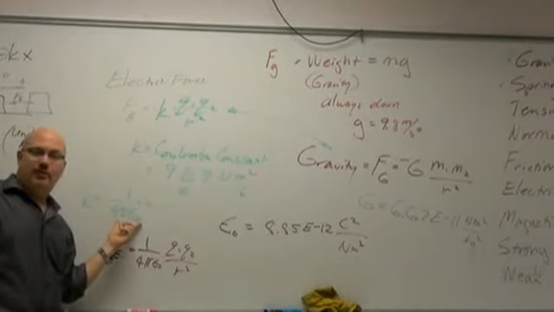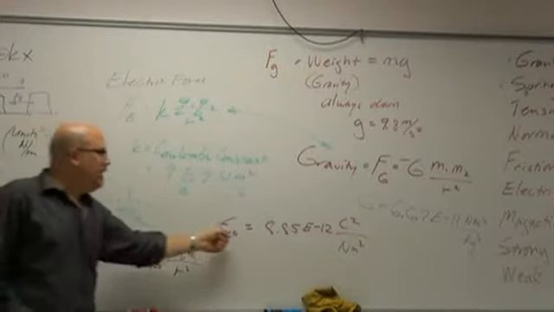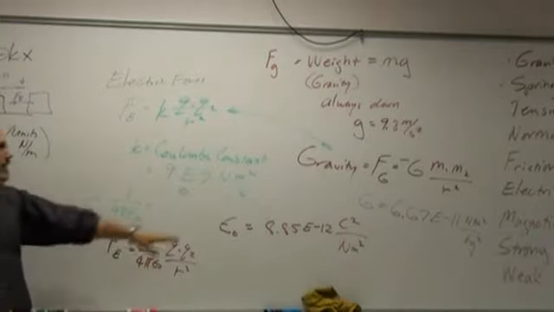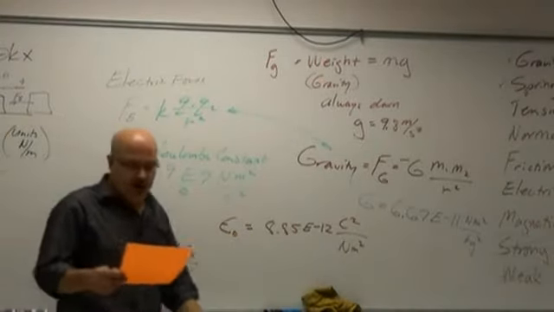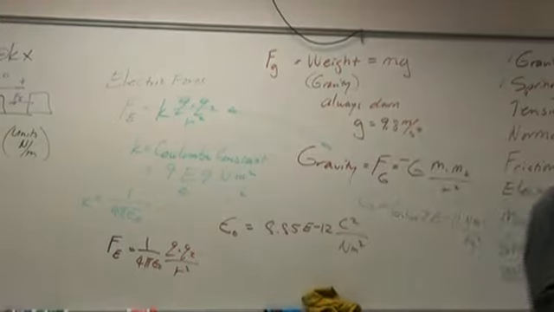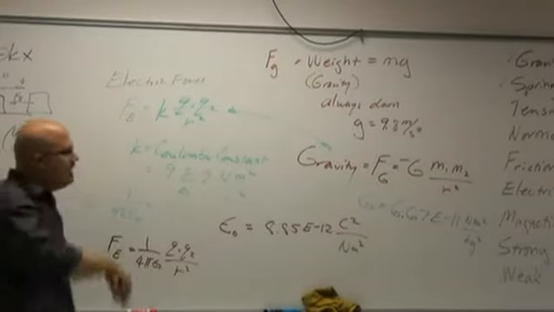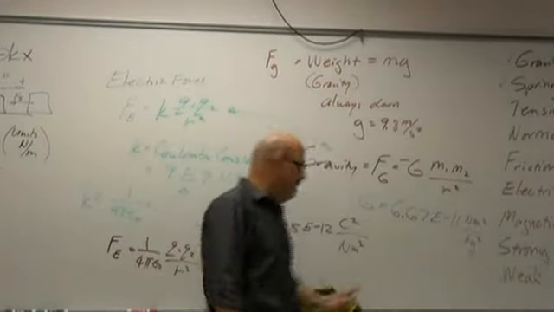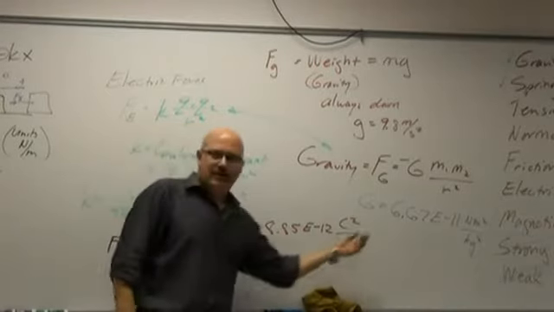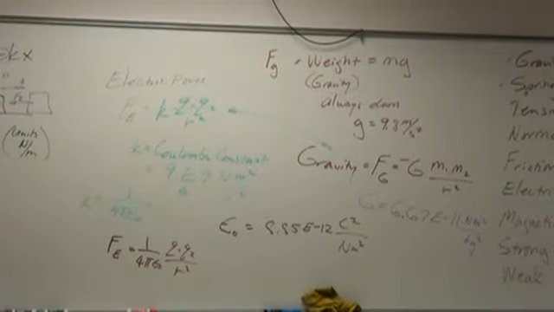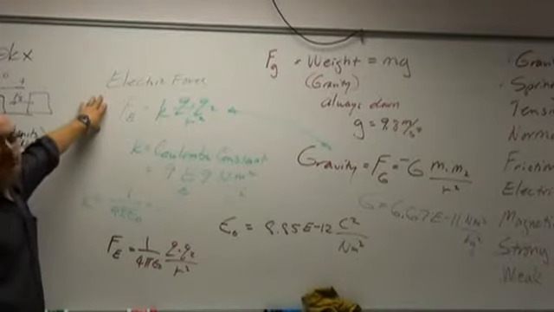So 1 over 4 pi epsilon naught is the same as k. This is what epsilon is. If you plug epsilon in here, you'll get the same number. Occasionally we'll run into this. It's the vacuum permittivity. Otherwise, you can think of it as the universal electric constant. Just like this is the universal gravitation constant, this is essentially our universal electric constant. Vacuum permittivity.